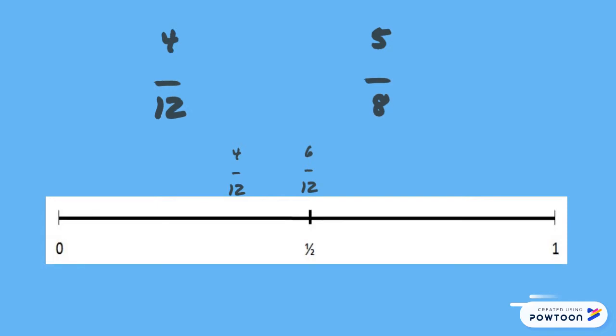We can now use the same method on our second fraction, 5/8. We will write 4/8 at 1/2 because half of our second denominator, 8, is 4. We can now see that 5/8 is more than 1/2, which in turn means that 5/8 is more than 4/12.